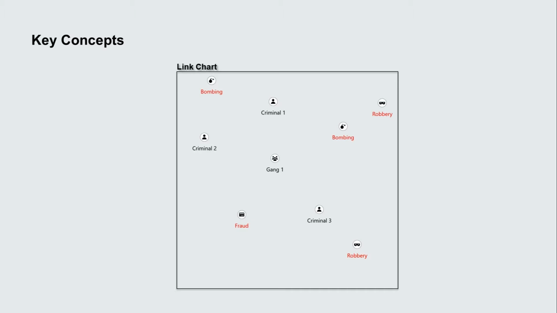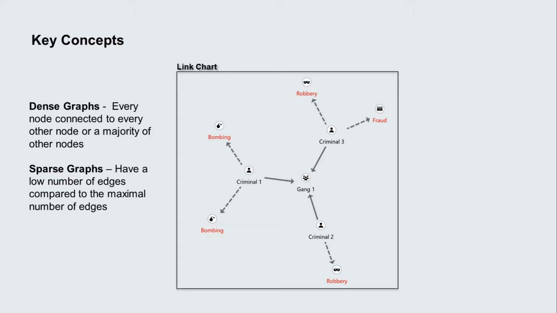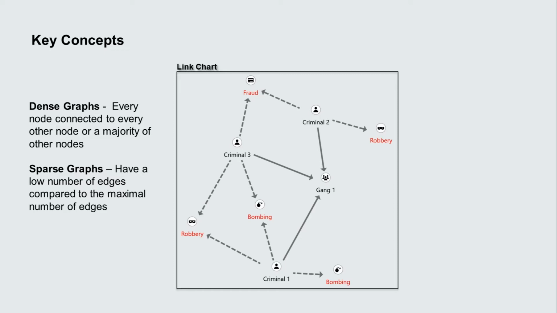For example, there are two entity types in this link chart, one with events, the bombings, robberies, and fraud with red labels, and one with nefarious actors, criminals, and gangs with black labels. Those entities can be linked together by relationship types. In this example, the confirmed relationships are shown with a solid line, while the inferred relationships are dashed. Now, the ratio of actual relationships to the maximum number of possible relationships determines the overall density of the graph. This is a relatively sparse graph, while this graph is denser.